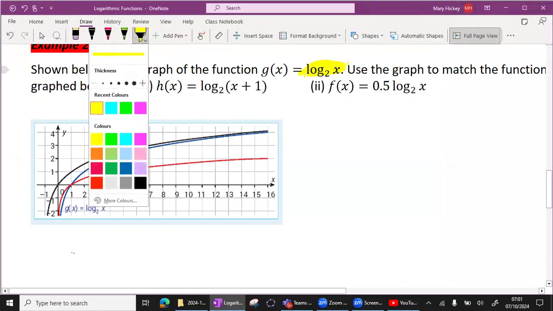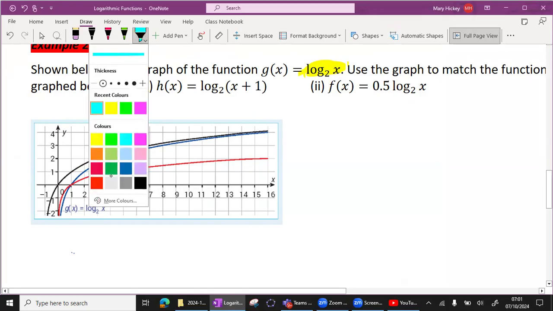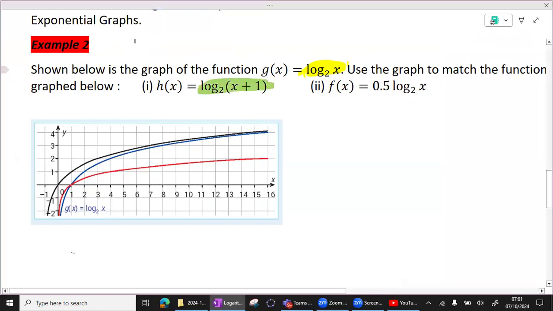Now, if you compare the yellow to, we'll do green. If you compare the yellow to the green, the only difference is something has changed in the bracket. It was x and it's now x plus 1. If the change occurs in the bracket, it's a right or a left movement. And how do I know if it's right or left? Well, if it's plus, it's actually going left.